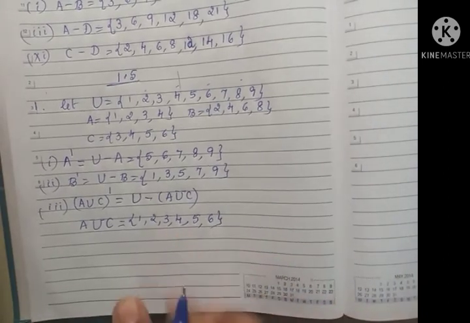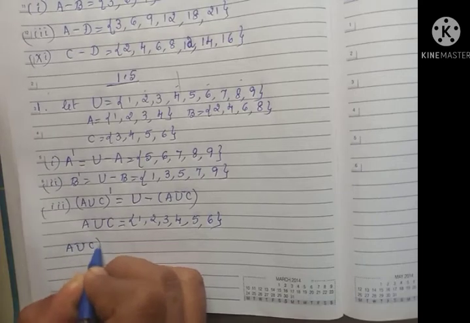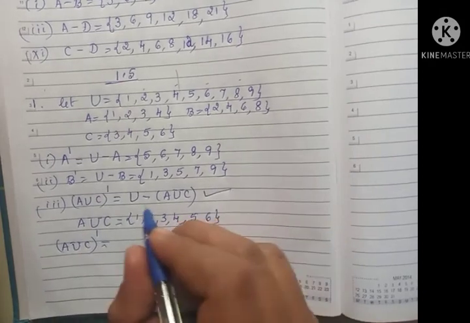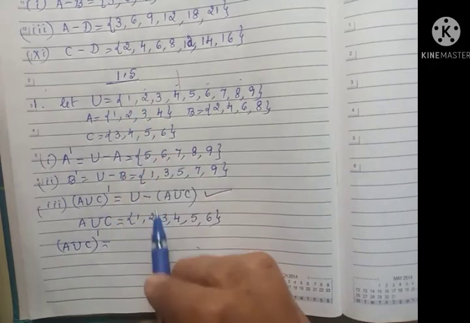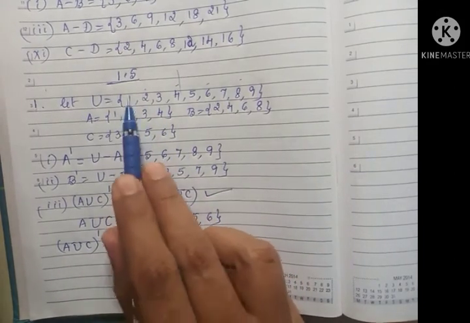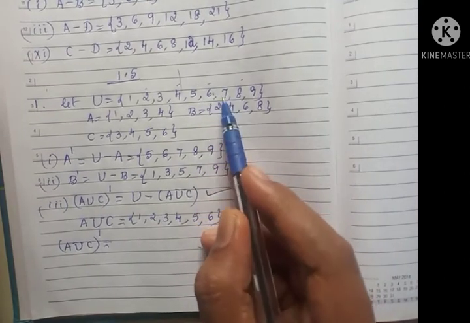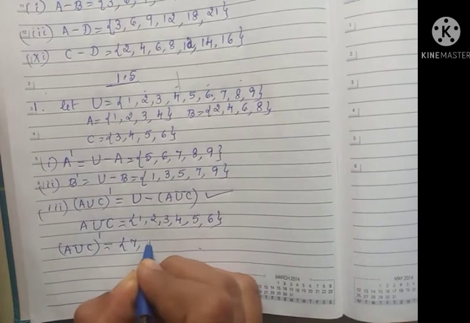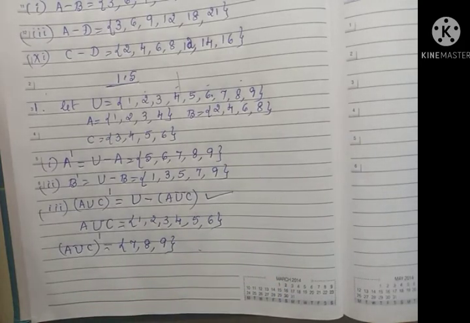After getting A union C, now calculate A union C complement. That is this one. U minus A union C. U is this. A union C is this one. So 1, 2, 3, 4, 5, 6. Except this, you can write all the elements of U. That is 7, 8, 9. So this is A union C whole dash.